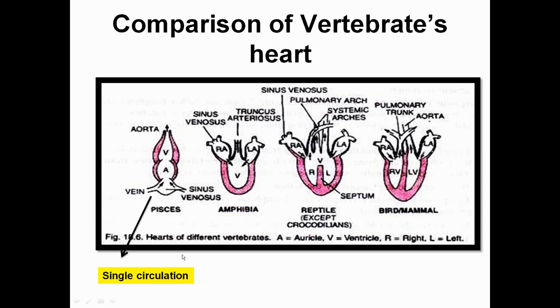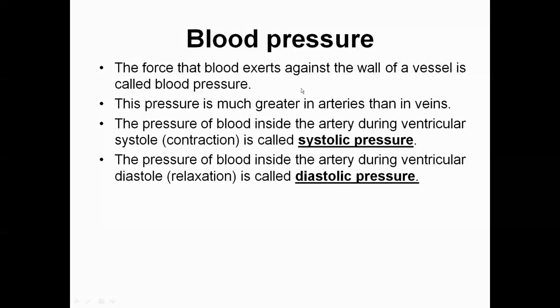Now we have to come to blood pressure. This is the yellow box we have to discuss. What is blood pressure? The force that blood exerts against the wall of the vessel is referred to as blood pressure. And it is much higher in arteries than in veins, as we have discussed earlier. Then we have to deal with two separate terms, that is systolic pressure and diastolic pressure.